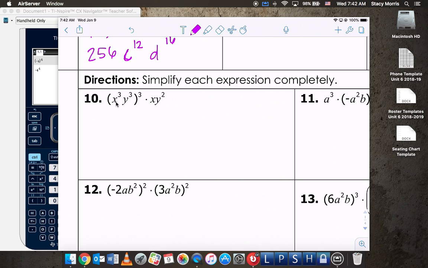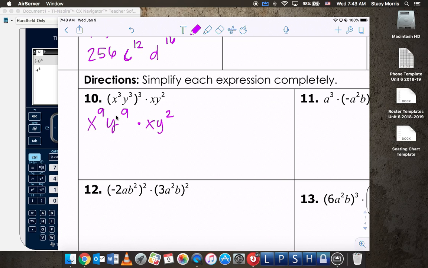If I'm following PEMDAS, or order of operations, this comes first. So I'm going to do x cubed, right? This x cubed and then cubed again. So 3 times 3 is going to be to the 9th. And then y cubed, basically. 3 times 3, again, is 9. So y to the 9th. And now we're going to multiply that times x y squared. So remember the rule yesterday, when you're multiplying, now we're actually going to add these exponents.